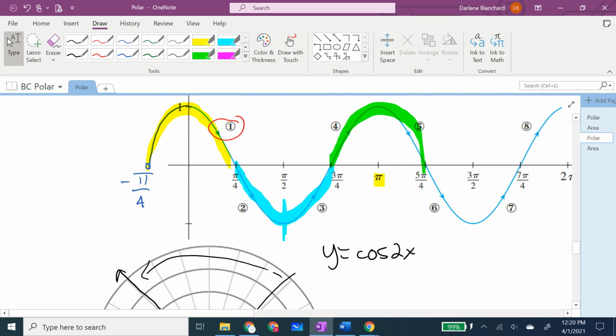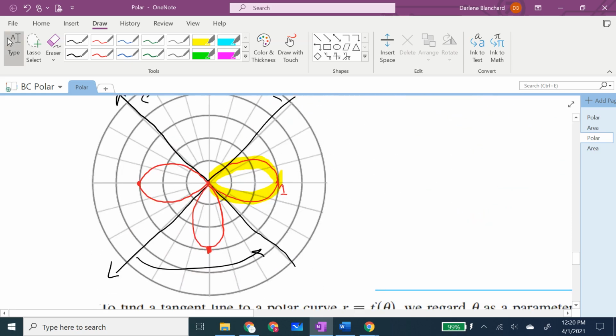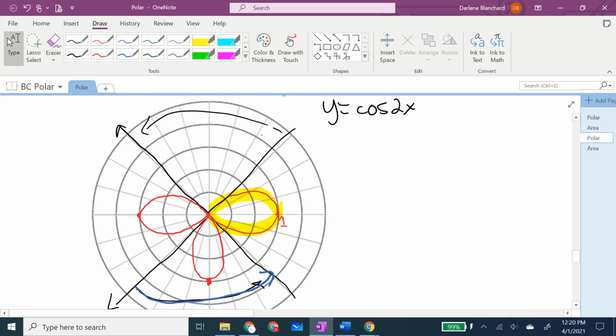And then, let's see, what color? Okay, do that color. Negative radius from 5 pi over 4 to 7 pi over 4. So that means that while my angle is turning through here, it is graphing through here.